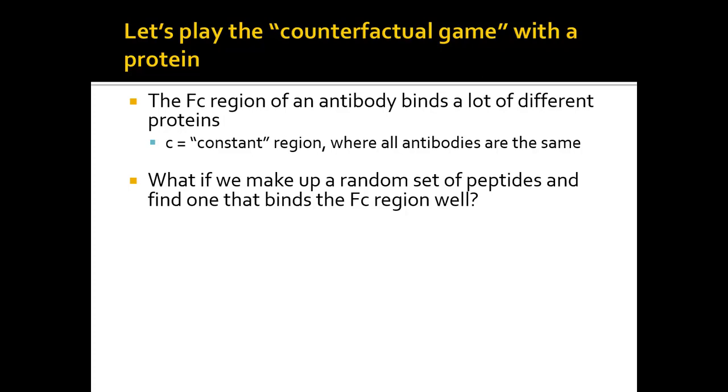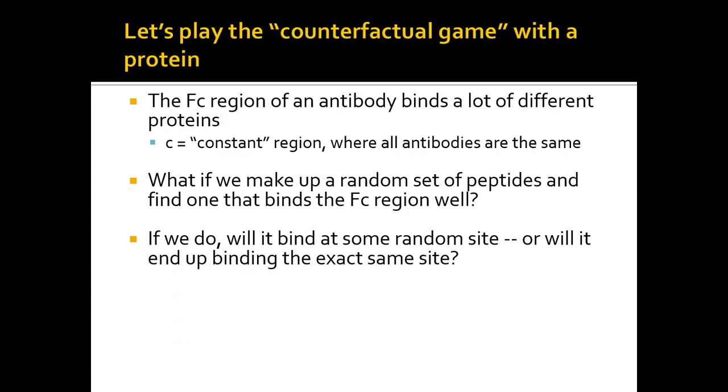the protein? And so the question that they asked is, what if we made up a random set of peptides, and the only rule was that they had to bind the Fc region somewhere? Would they bind it at the same place as everything else binds it, or would they bind it at a different place? They have their choice of the entire surface. So the question is, will a random set of peptides bind at a random site, or will they end up binding at the exact same site?